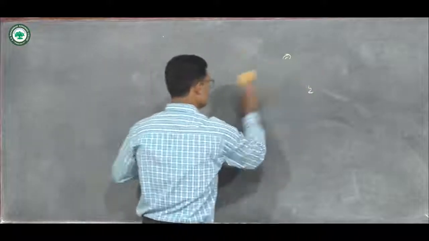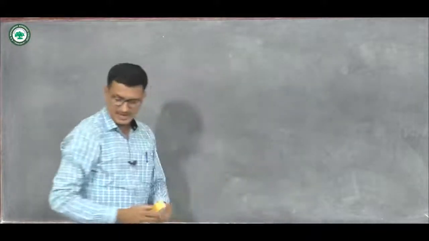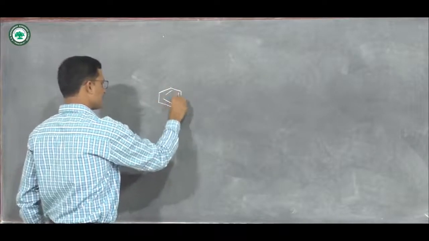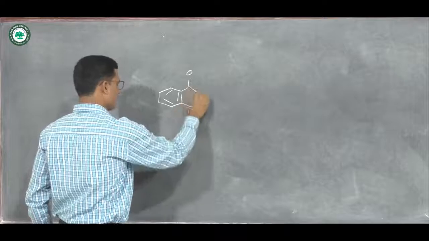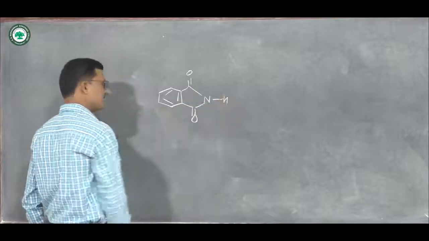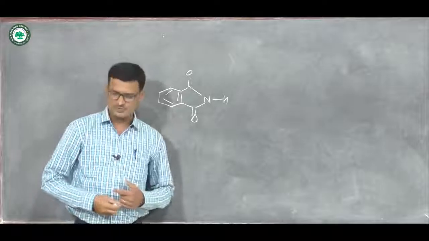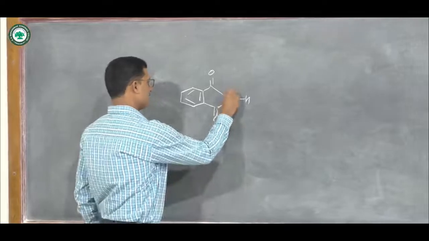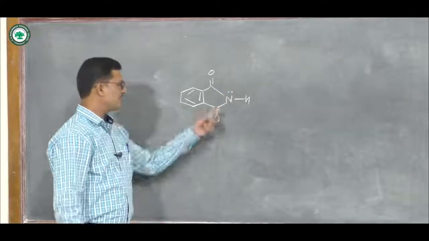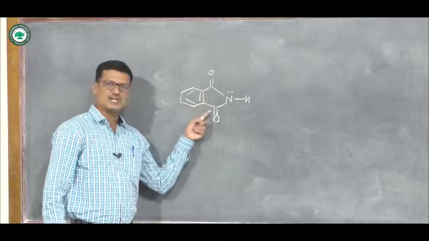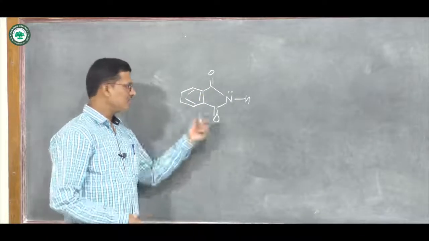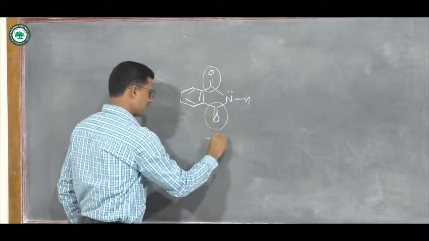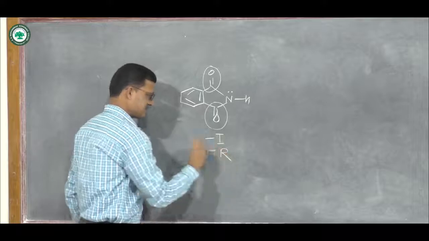The next example, phthalimide. We write the structure of phthalimide. Phthalimide has a nitrogen, even though it is acidic in nature. Why is it acidic in nature? We remember well, this is nitrogen, and nitrogen on both sides is attached to a carbonyl carbon. And we already know that a carbonyl carbon gives the minus I as well as the minus R effect.